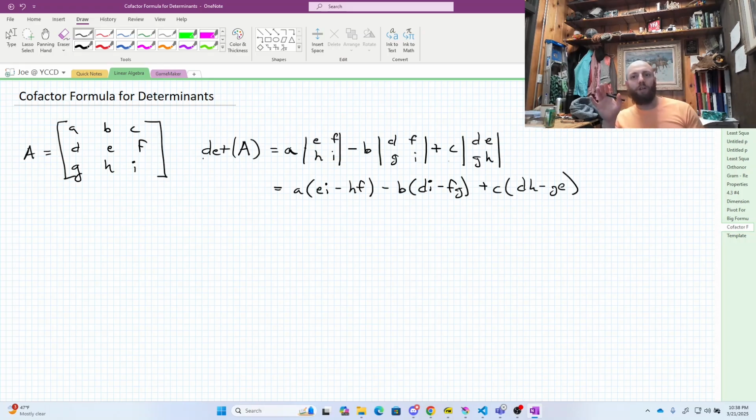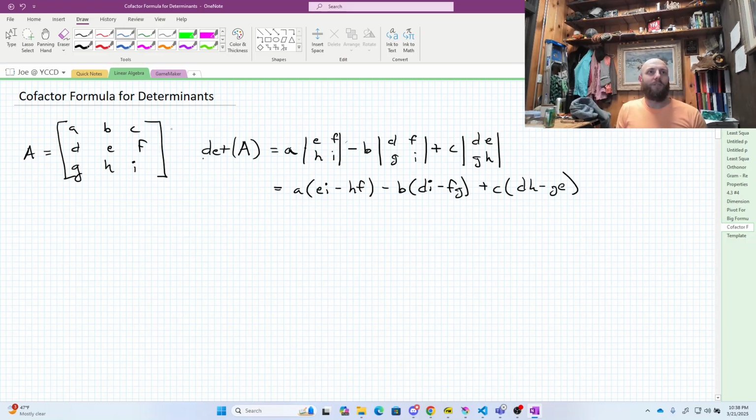Now, there's a little bit of a trick to this. The trick is that you can pick any row or column that you want. The trouble is getting the signs correct, because you'll notice there's this minus sign that got attached to B. I figured out where that came from in the big formula. It appeared because of the permutations. I'm just going to give you a way to figure out what it's going to be.